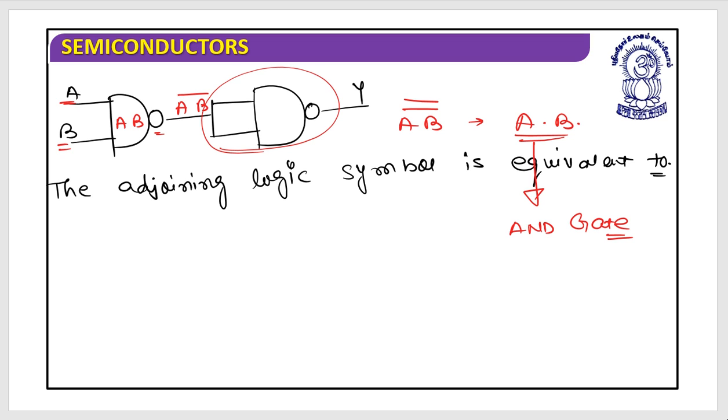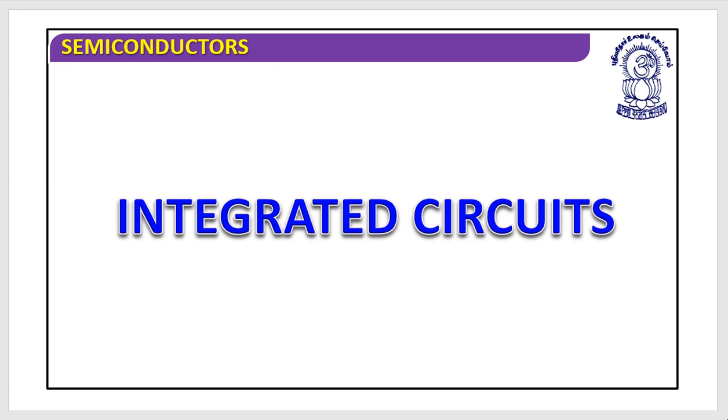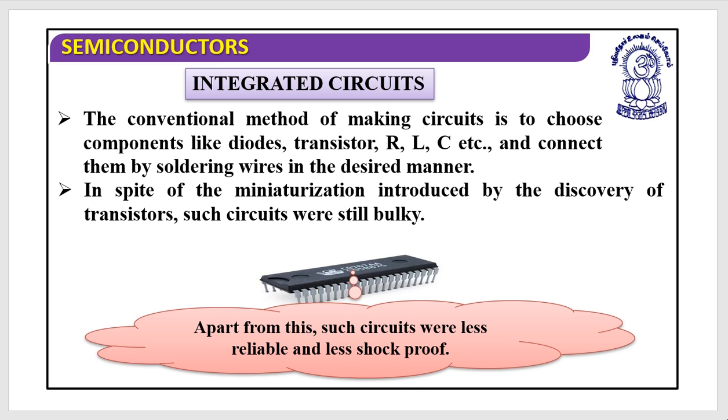Great. Now let's discuss the second digital blocks, which are very important. They are the integrated circuits. Let's discuss integrated circuits. The conventional method of making a circuit is to choose components like diodes or transistors, resistors, inductors, capacitors, etc.